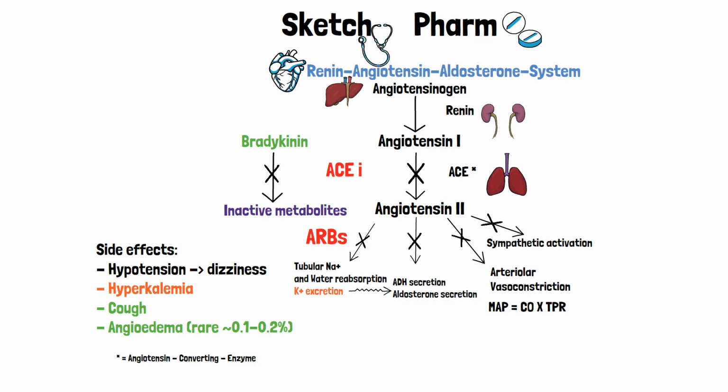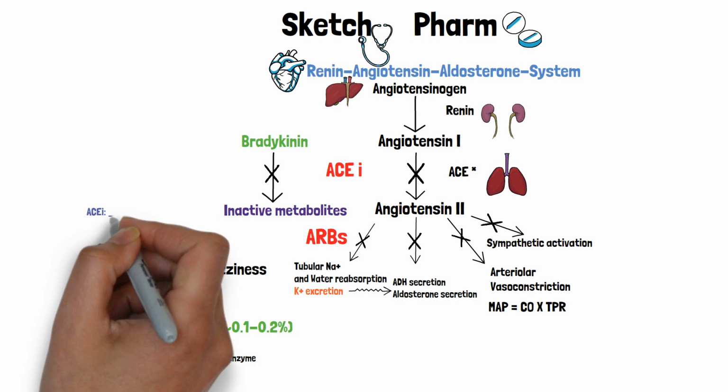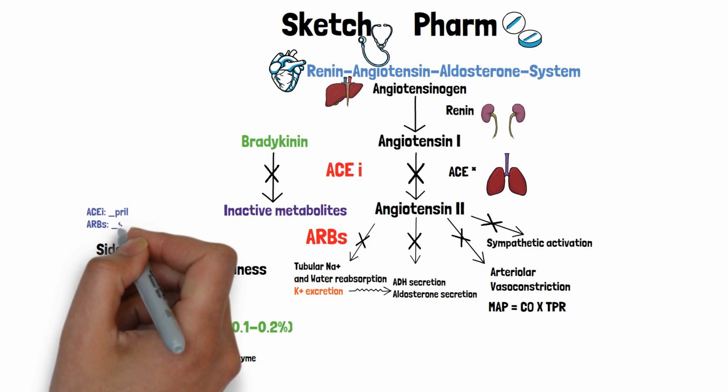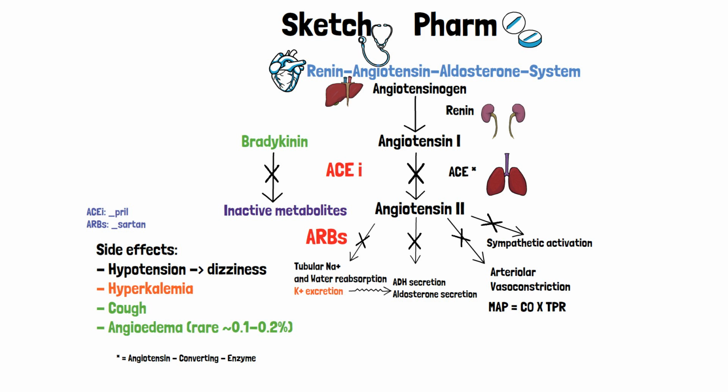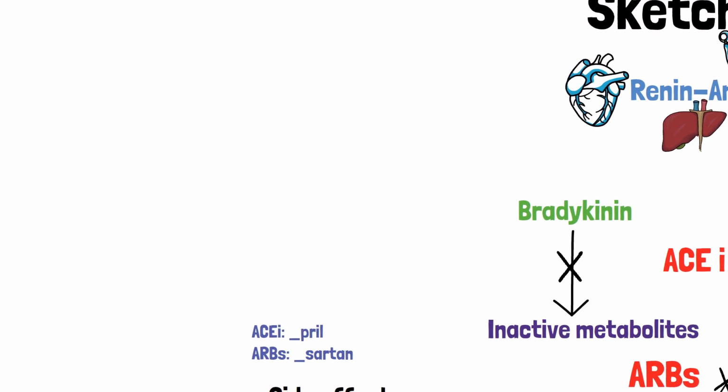Now, angiotensin receptor blockers don't have an effect on bradykinin, rather they just block the effects of angiotensin 2. The suffix for ACE inhibitors is prils, and for angiotensin receptor blockers it is sartans.